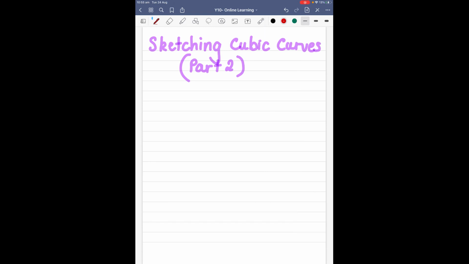So before we go straight into sketching a cubic curve, you have done the basics in the previous lesson. So let's recap it a little bit. When sketching cubic curves, there are 6 things that you need to know before you sketch them.